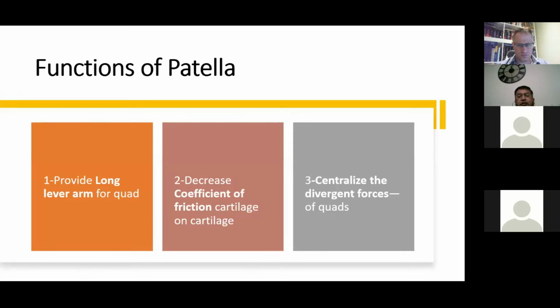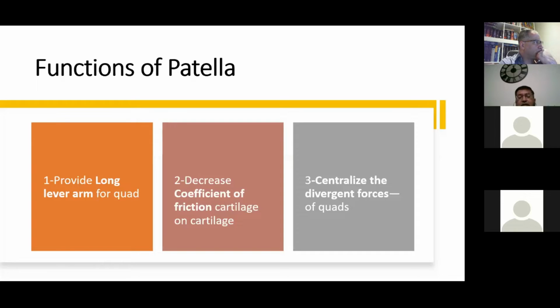Then regarding the function of the patella, there are three main functions. First, it provides a long lever arm for the quadriceps, which increases the power of the quadriceps and the efficiency of the quadriceps muscles. The second one is that it decreases the coefficient of friction, cartilage on cartilage. If there is no patella, then the quadriceps tendon has to rub against the trochlea, and that coefficient of friction will be quite high as compared to the coefficient of friction of cartilage on cartilage.